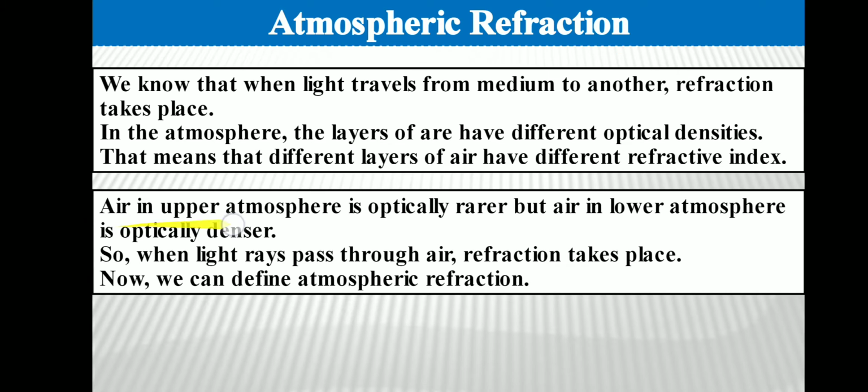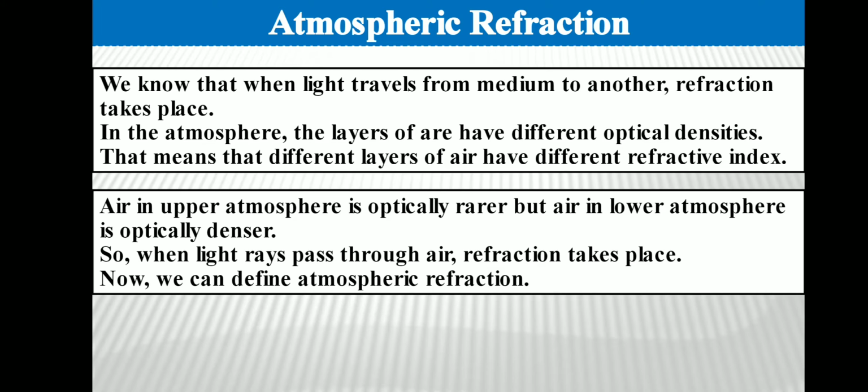Air in the upper atmosphere is optically rarer, but air in the lower atmosphere is optically denser. That means the upper layer is rare because the upper air is hot air, and I already explained hot air has less density, and that is why the upper atmospheric portion is rare. But the lower atmosphere is denser because the lower portion of the atmosphere has cold air, and cold air is heavy, and that is why the density is more.